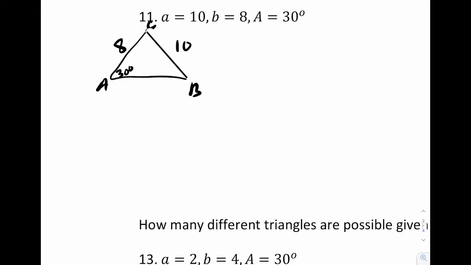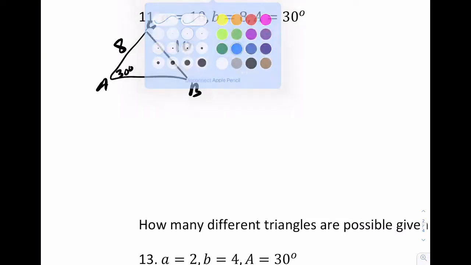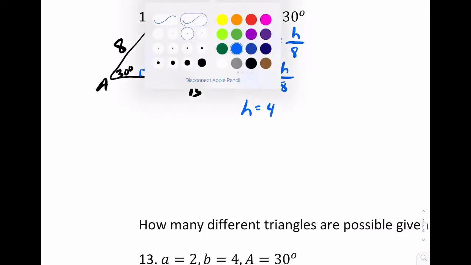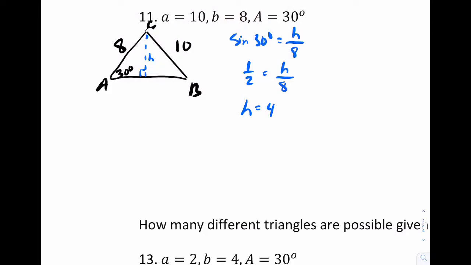Okay, so first step, let's try it. Draw in the height. There's our right angle, H. Sine of 30 equals H over 8. That's 1/2 equals H over 8. H should equal 4. Now let's compare A and H. 10 and 4. So we're going to write A is greater than H.